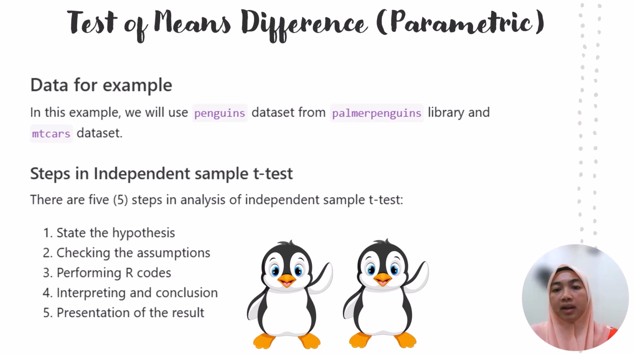Look at the example for the independent sample t-test. In this topic, we use the penguin dataset from the Palmer Penguins library and the mtcars dataset, but we will go through only one dataset, the penguin dataset. There are five steps for the independent sample t-test. The first one, we state the hypothesis. The second one, checking the assumptions. Third, performing the R code, interpreting, and concluding. And the last one, we present our result.